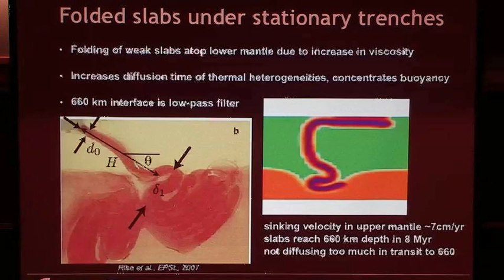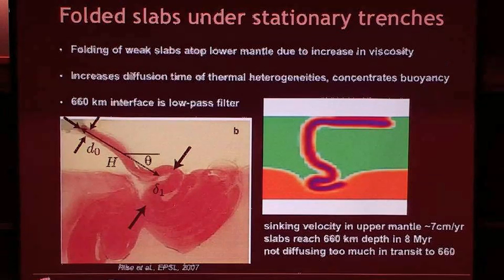So I tend to think of the 660 as a low-pass filter. These things are going to concentrate their buoyancy and also increase the thermal diffusion time. So these big blue features that you see in the bottom of the mantle, they may be present. They may be able to sustain their thermal heterogeneity for a lot longer than what you'd estimate just from a 100 kilometer thick slab, because this is going to have a much larger diffusion time. It's 500 kilometers thick. Like I said, those are the sinking rates, so there's not too much. So that should be diffusion.